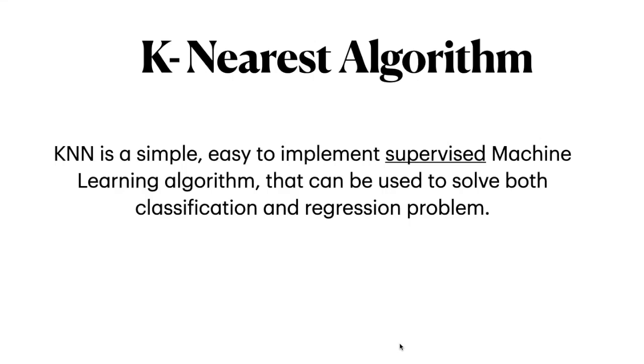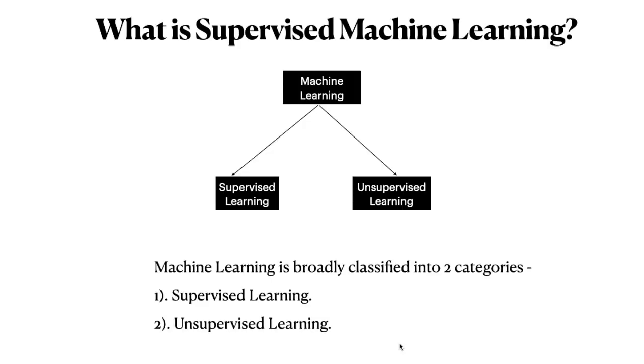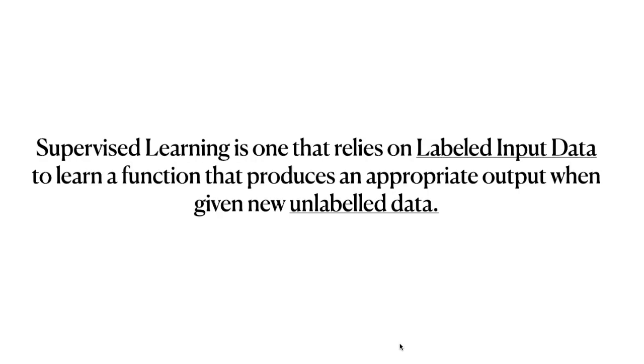The k-nearest neighbors (KNN) algorithm is a simple, easy-to-implement supervised machine learning algorithm that can be used to solve both classification and regression problems. A supervised machine learning algorithm, as opposed to an unsupervised machine learning algorithm, is one that relies on labeled input data to learn a function that produces an appropriate output when given new unlabeled data.